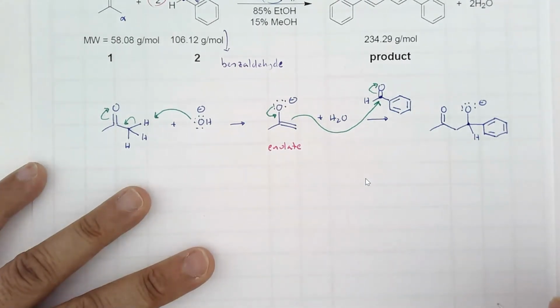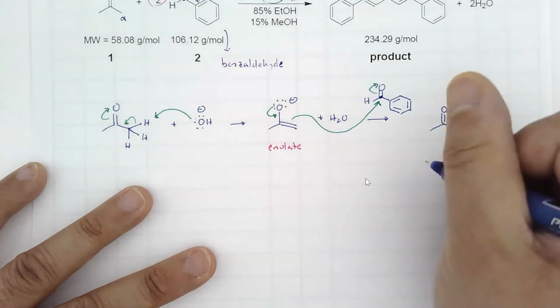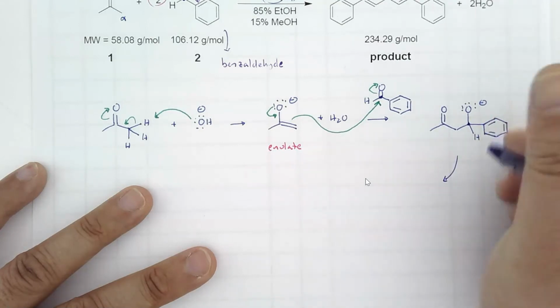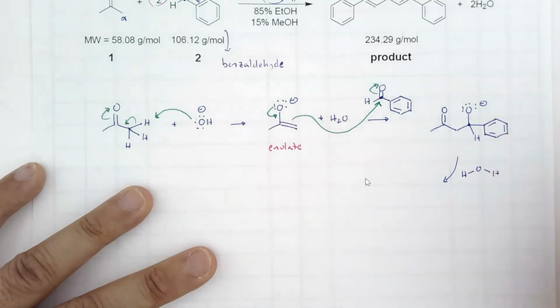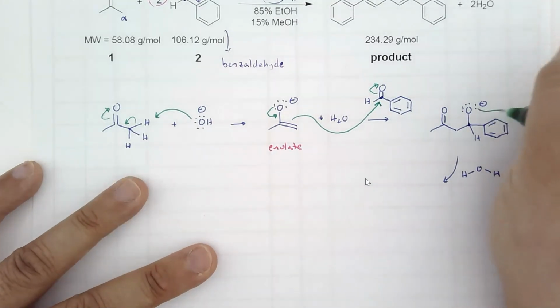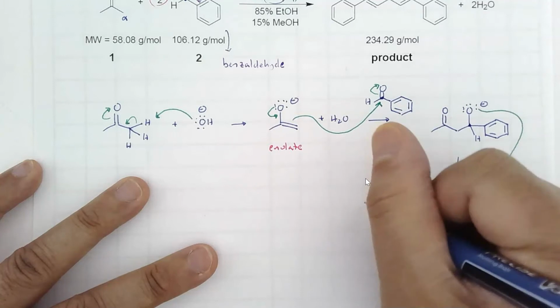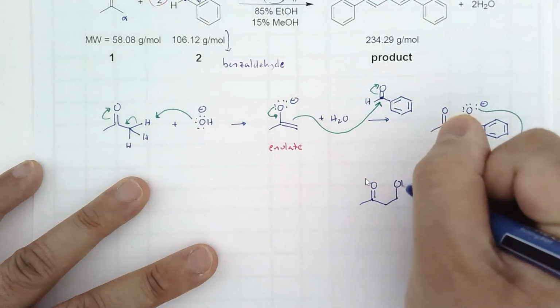Now, what do we do? Let's protonate this oxygen and make it neutral. Let me go down this way. And how do we protonate it? Let's use water. Okay, we're under basic conditions, so it makes a lot of sense to actually reform the base this way, like that. And now we have the neutral molecule. What is this molecule actually?